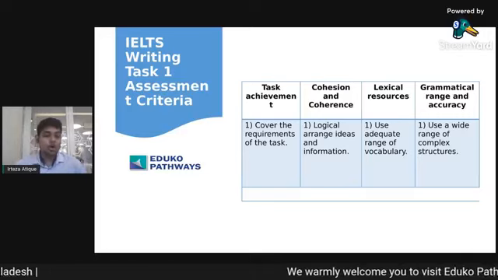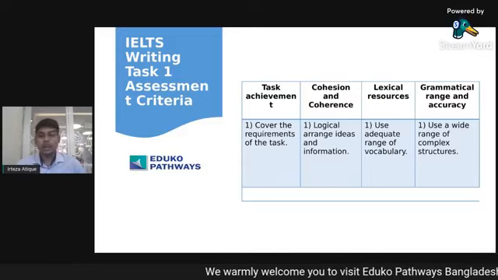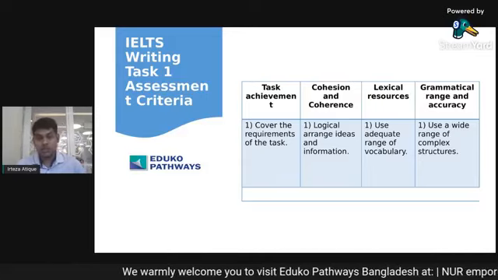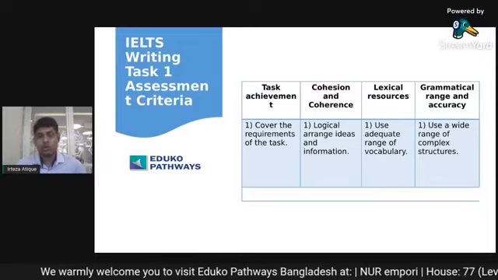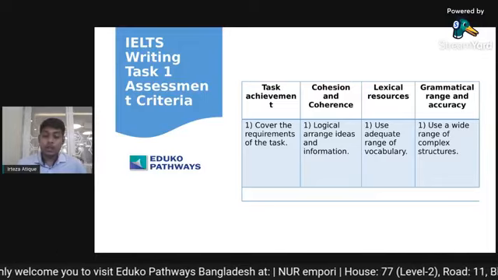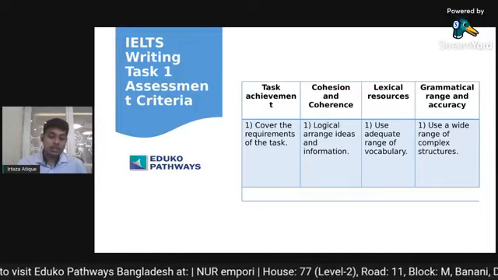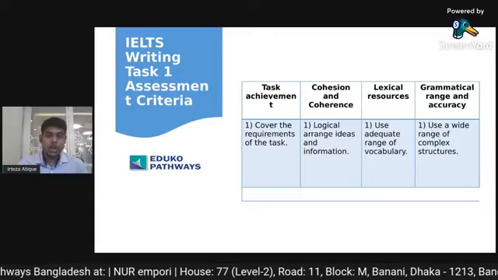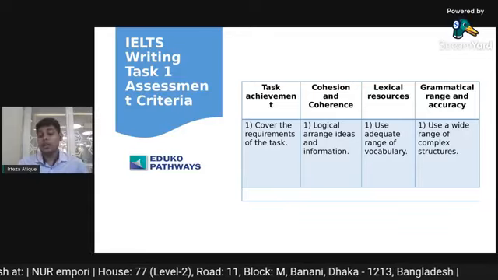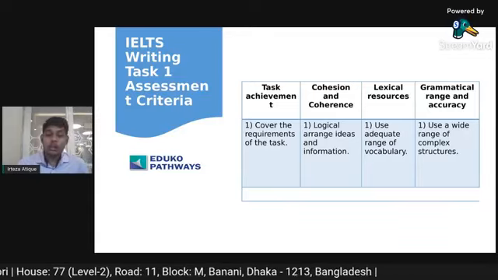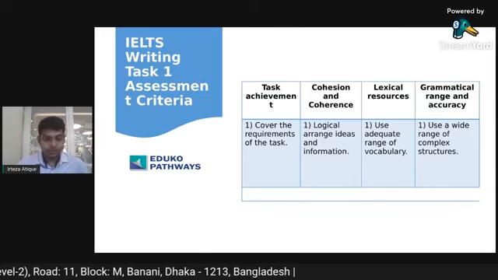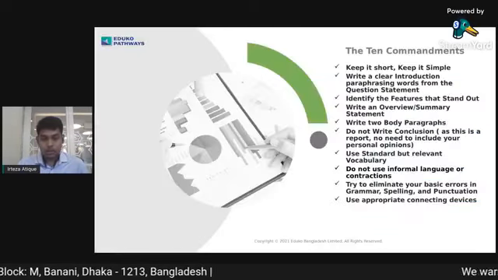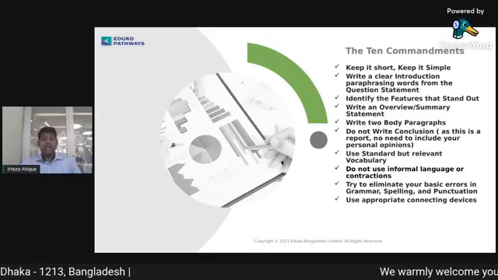So these are the 4 criteria that you will be marked against, and each carries 25% of the marks. So you cannot do badly in any of these criteria. So remember, you have to do well in all of these 4 criteria. Okay, so moving on. So now the 10 commandments.